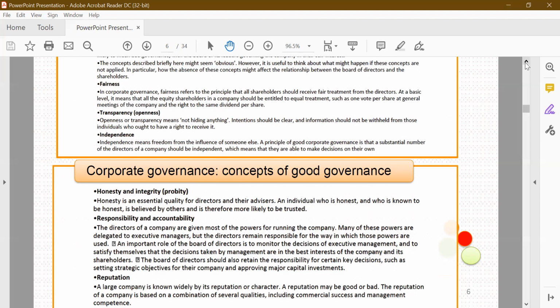One concept of good governance is responsibility and accountability. Who is responsible for what, right? Management is responsible for running the company on a day-to-day level. The board of directors will typically delegate many of these management powers to executive management and will sit back and monitor the decisions of executive management to see if they are in the best interest of the shareholders. That's how it would typically work.